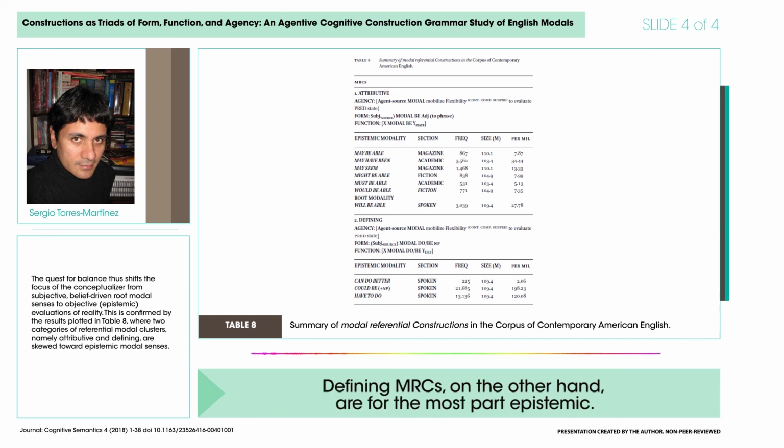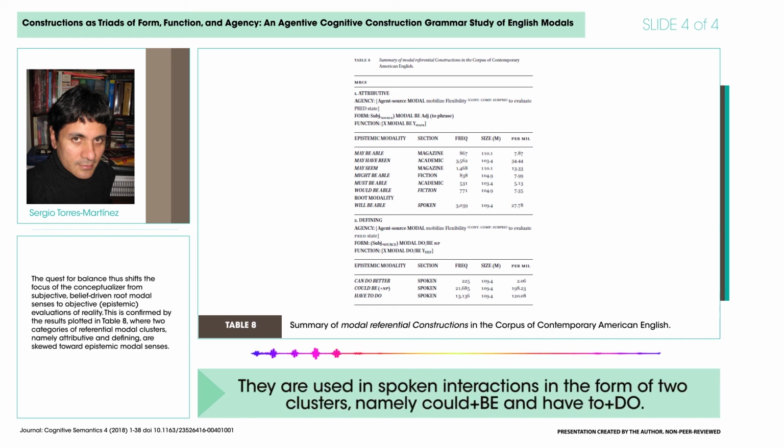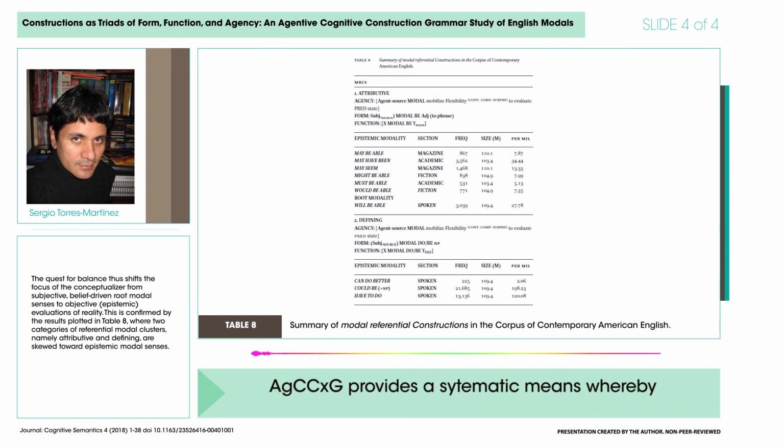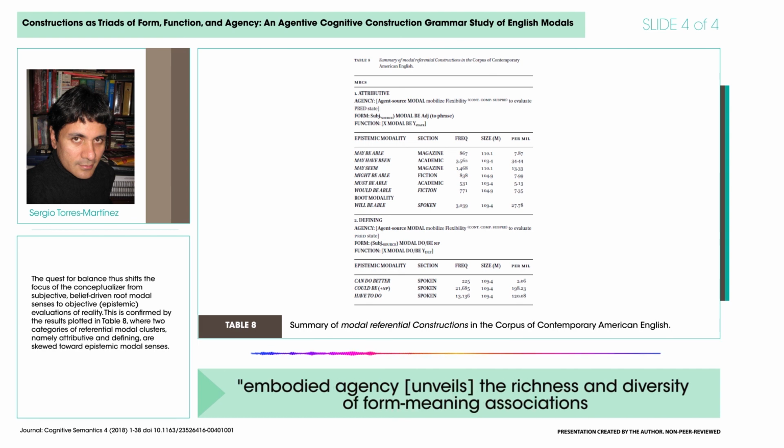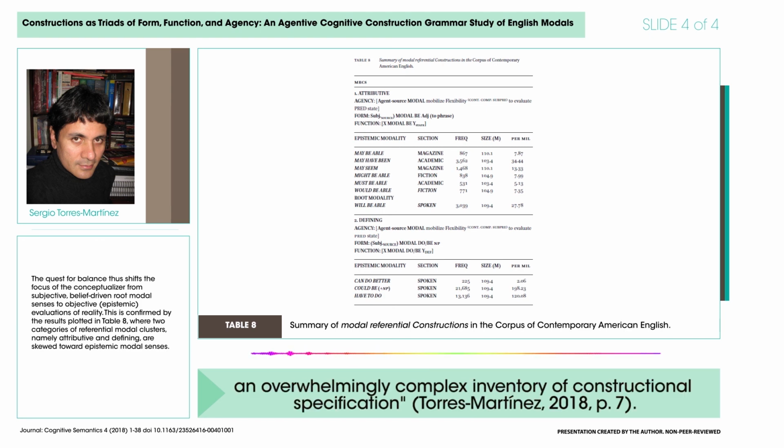Defining MRCs, on the other hand, are for the most part epistemic. They are used in spoken interactions in the form of 2 clusters, namely could plus be and have to plus do. In contrast to constructionist approaches, agentive cognitive construction grammar provides a systematic means whereby embodied agency unveils the richness and diversity of form-meaning associations without having to postulate an overwhelmingly complex inventory of constructional specification.